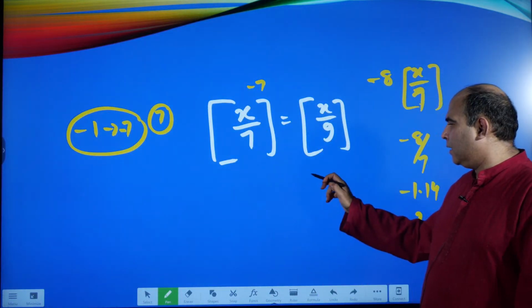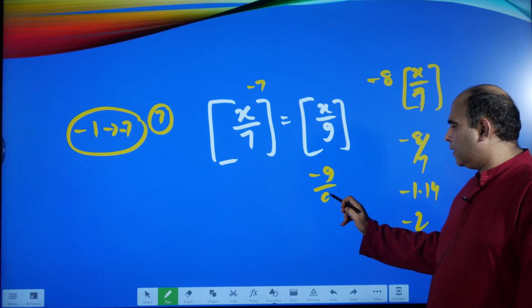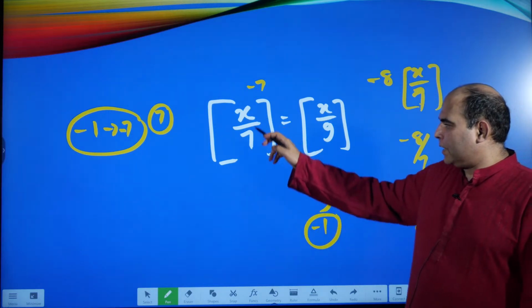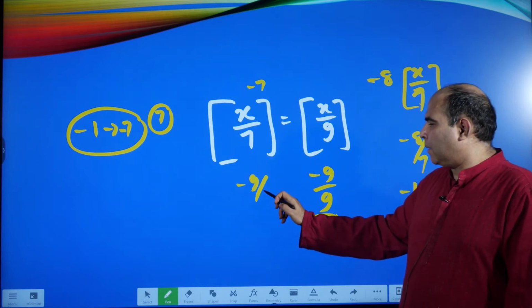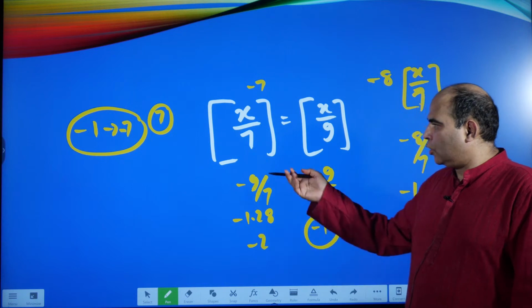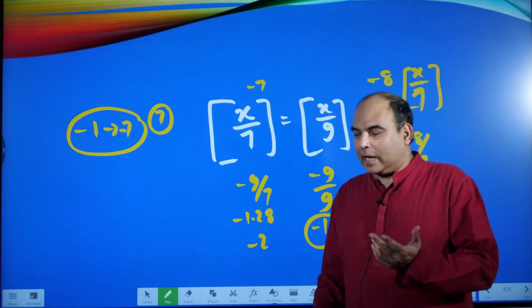If you check minus 9 by 9 is minus 1. So the GIF is still minus 1 of this. Minus 9 by 7 is minus 1.28. So the GIF is minus 2 in this. They are not equal.